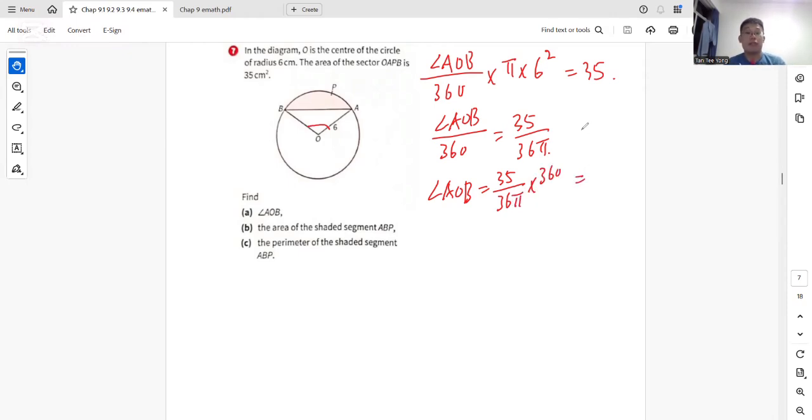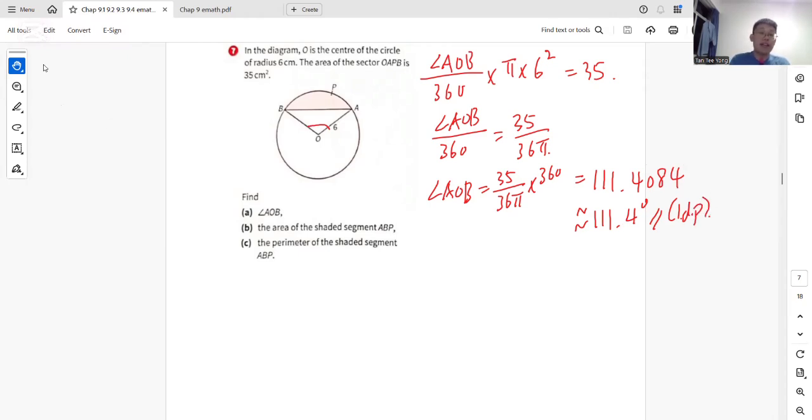Let's do a quick calculation: 35 divided by 36 pi, and then times 360. That will give us 111.4084, round off to 1 decimal place, 111.4 degrees. So this is for part A.